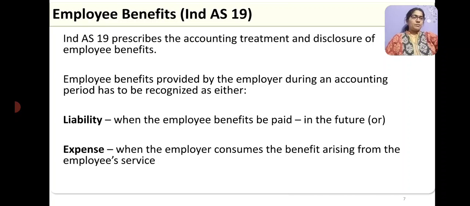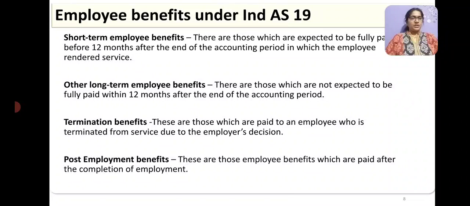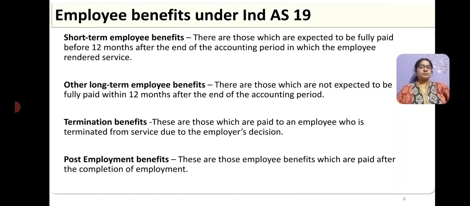So let's see what employee benefits generally come into the picture. First, we have short-term employee benefits. These are the expenses which are to be paid before 12 months. Like the regular expenditures such as salary, bonus, wages, PF contribution by the employer, or any contribution by the employer towards the employee, which is called short-term employee benefits because it has to be paid within one accounting year as they provide the service.